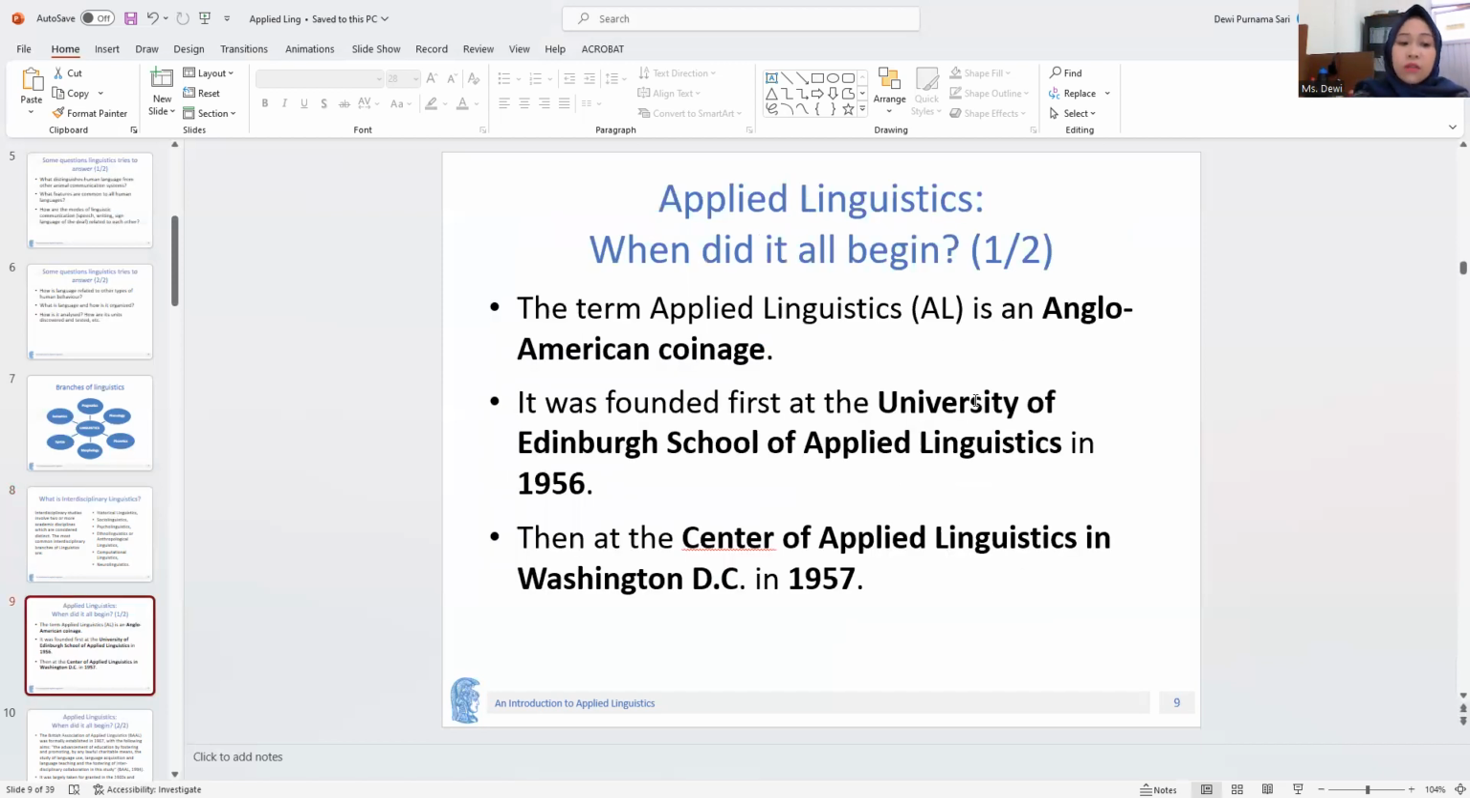Okay, this is the history of applied linguistics itself. When did it all begin? So we come to applied linguistics. The term applied linguistics, or AL, is an Anglo-American coinage. It was founded first at the University of Edinburgh School of Applied Linguistics in 1956, then at the Center of Applied Linguistics in Washington, D.C. in 1957.